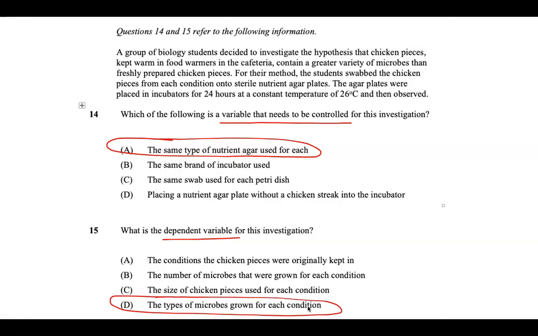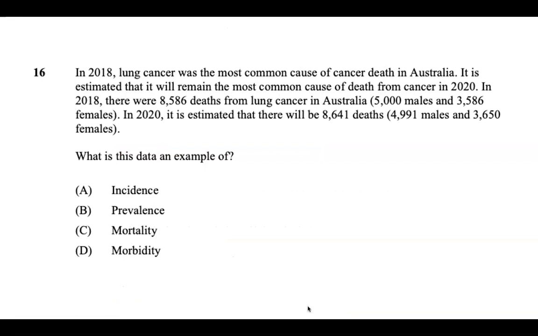That's the variety of microbes. What different types of microbes are grown? Are there more microbes grown from one source than the other? So that's our dependent variable for this experiment.